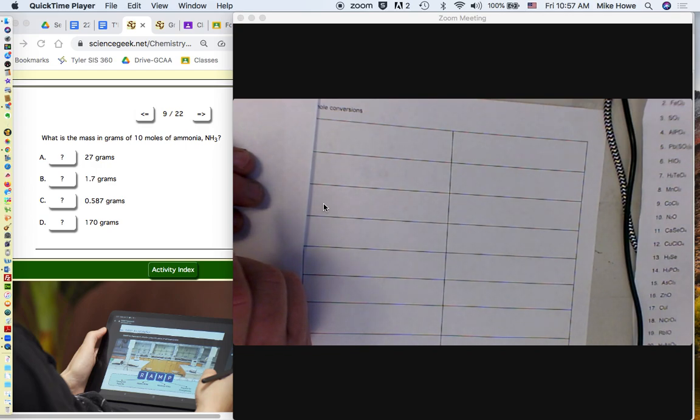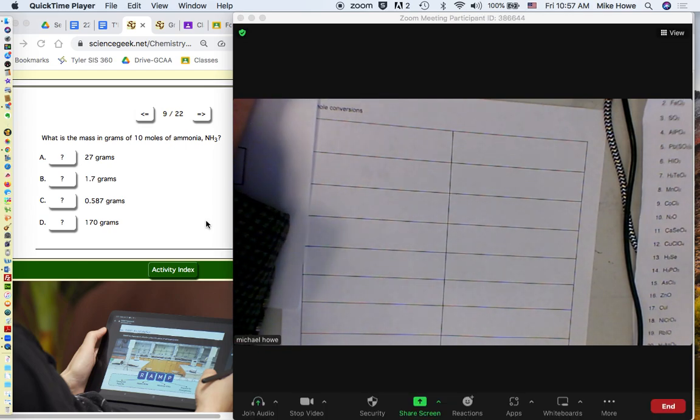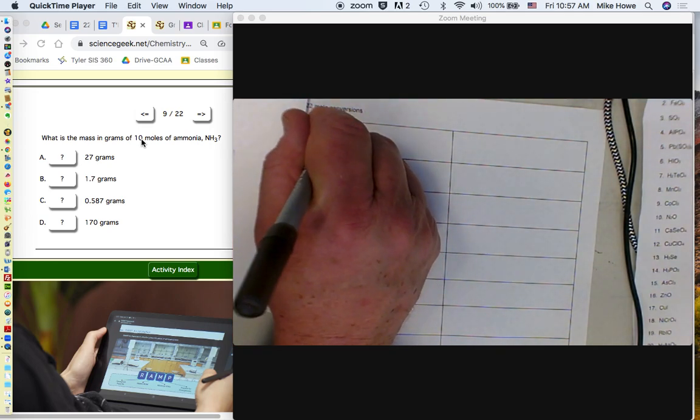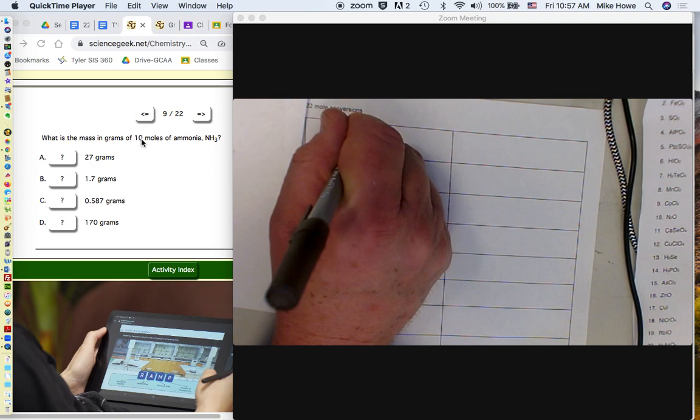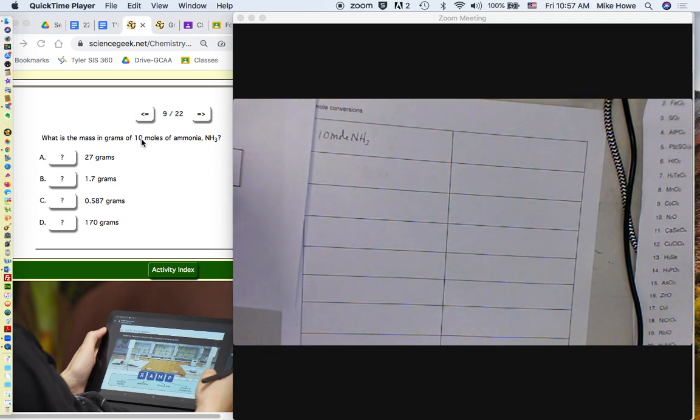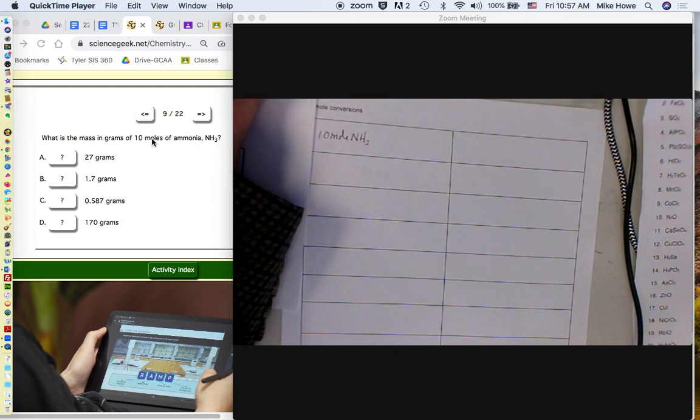So the first question is, what's the mass in grams of 10 moles of ammonia? So the number that you're given to start with is 10 moles of ammonia. So I'm going to write that down, 10 moles of ammonia. And again, I know that because it tells us that we have 10 moles right here.